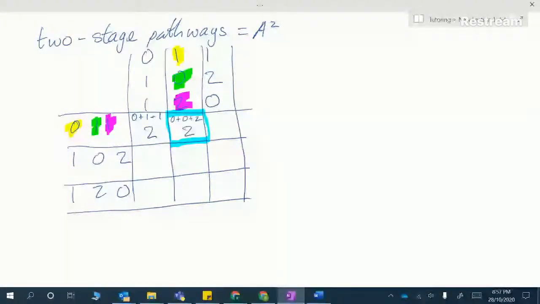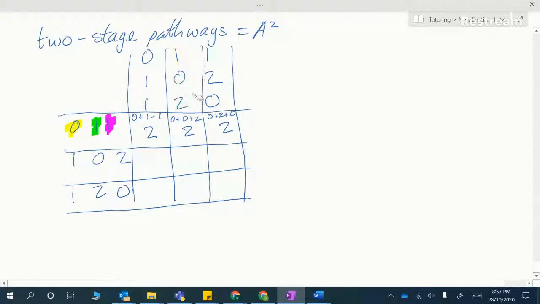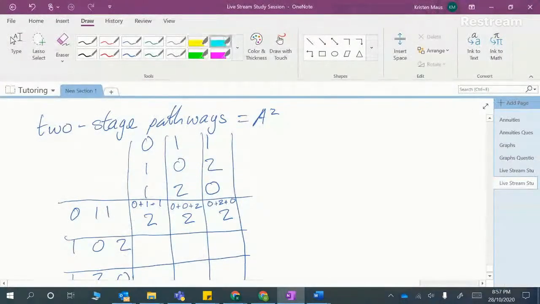I'm going to stop doing the highlighting thing, but for the next square, it would be 0 times 1 is 0, 1 times 2 is 2, 1 times 0 is 0. In the next row, okay, maybe I'll do the colouring thing one more time. So I'm going to do this square here, which means I would need to do that times that, that times that, and that times that.